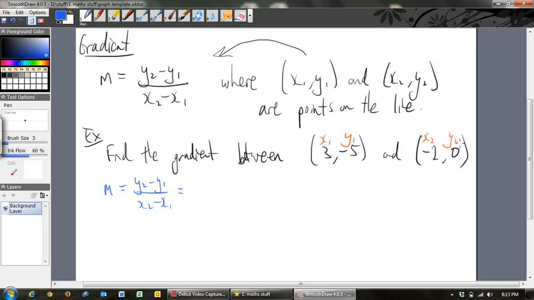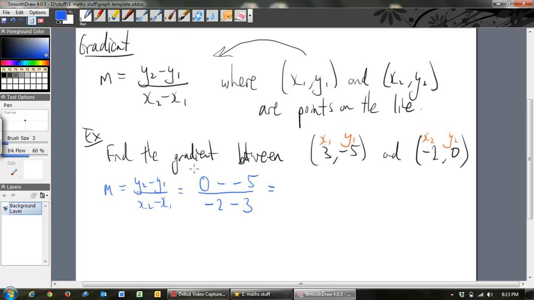y2, that's this value over here, 0. So it'll be 0 minus, what was y1? y1 is -5. So it's 0 minus -5. So I've got a double negative there, be careful. Here, x2 is -2, so that'll be -2. And x1 is 3. So it's -2 minus 3. Like that. Now we just simplify it.